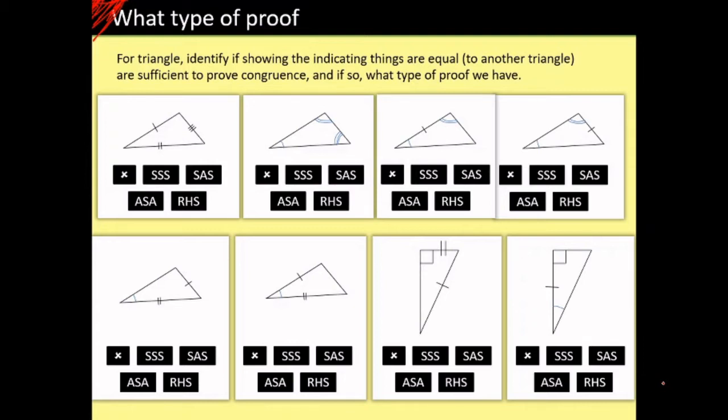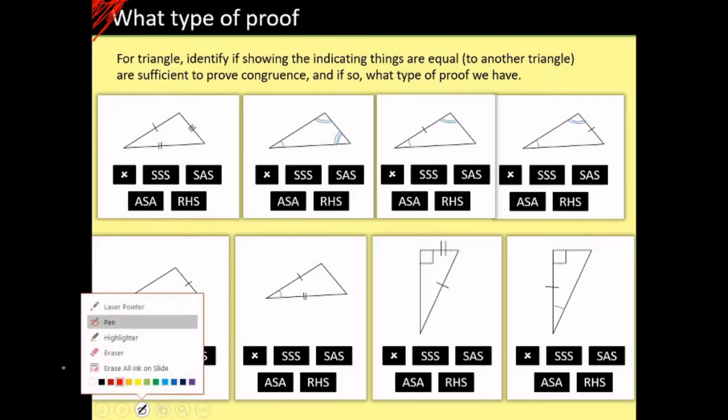I just want you to know, given the information, so if they're sides or angles, can you decide whether these are congruent or not? Okay, pause the video.